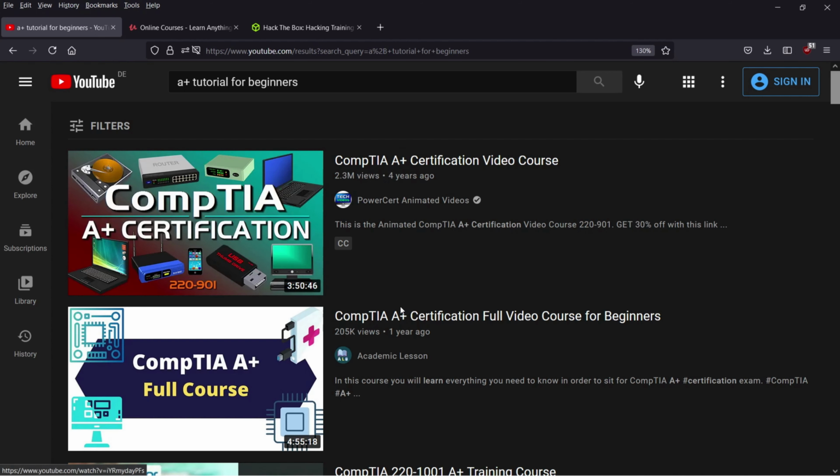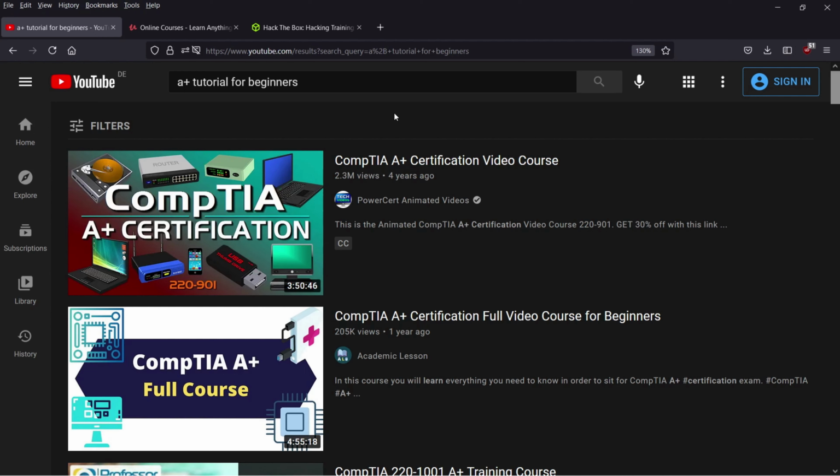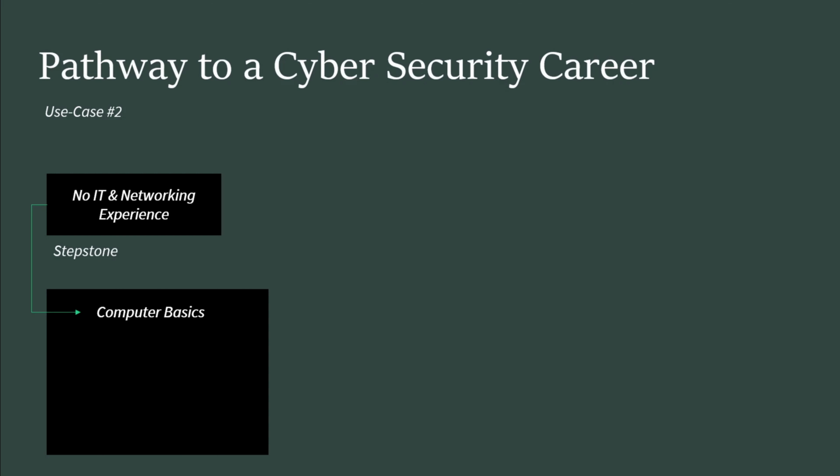As you see, there are like 3 hours or 4 hours course on A+. And in A+, we learn the equipment in IT. You will learn about components and hardware components of computers. You will see how computers are built up physically and how they tick. And of course, much more than this. You will build a grounding about computer basics.